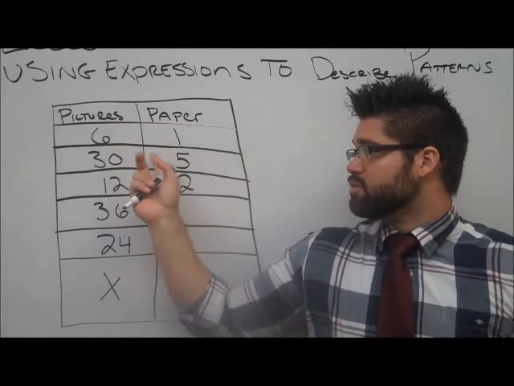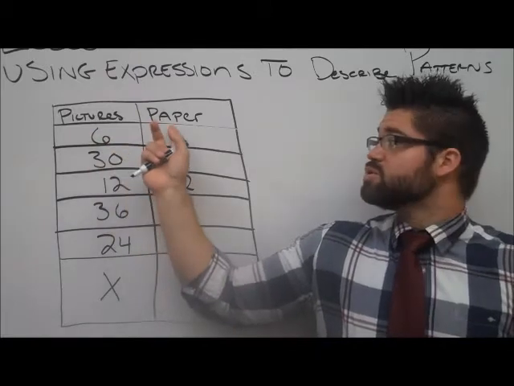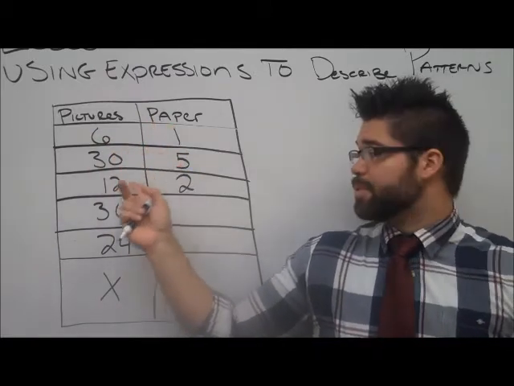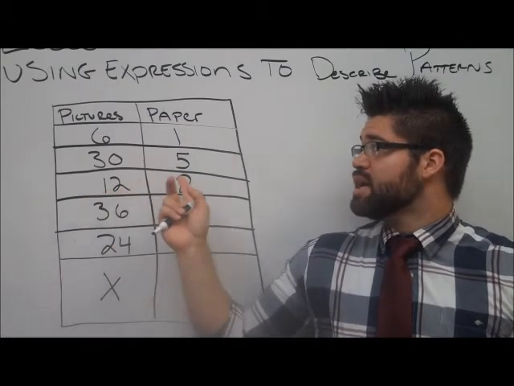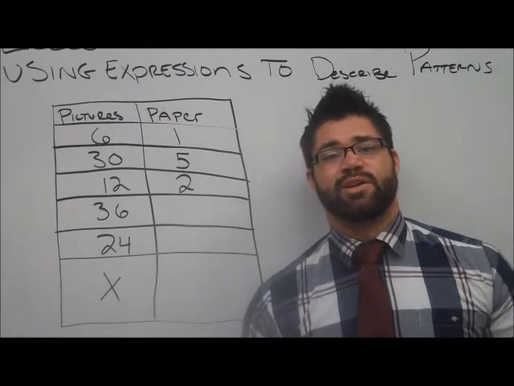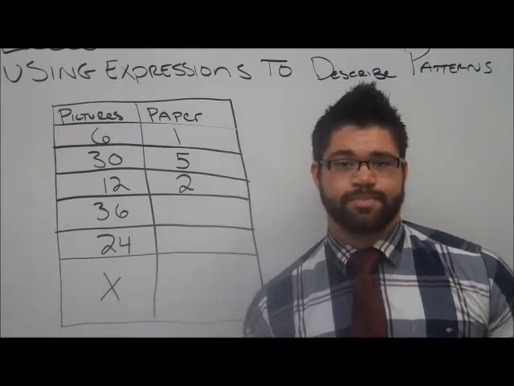If we can go through and find a pattern. So when he printed 6 pictures, he used 1 piece of paper. When he printed 30 pictures, he used 5 pieces of paper. When he printed 12 pictures, he used 2 pieces of paper. So what we're going to do is see if we can find a pattern and then apply that to our input-output table.